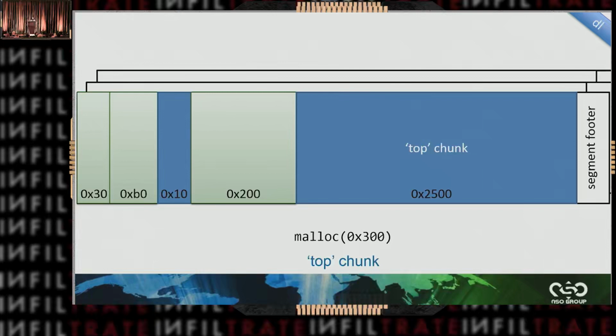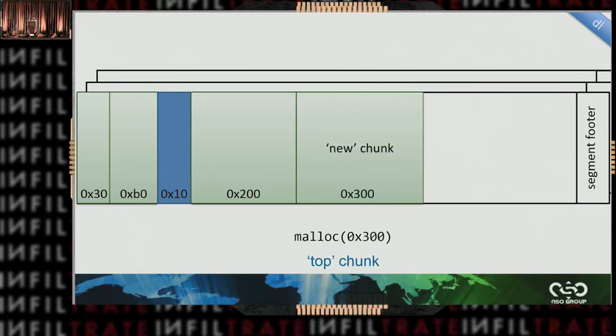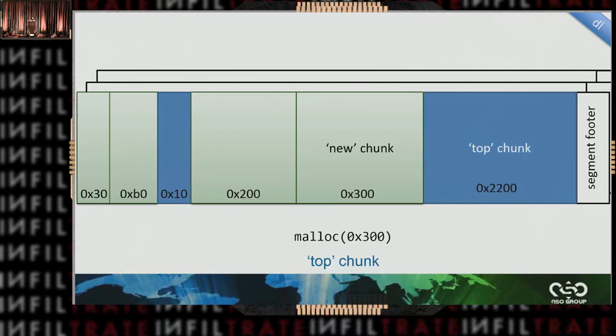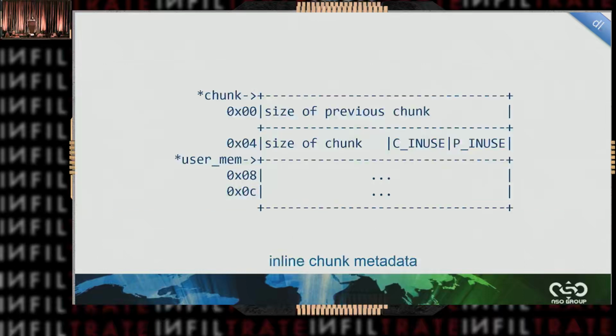When dlmalloc needs to allocate a new chunk for a malloc call, it will check if the top chunk is big enough to contain the new chunk, and if so, it will carve the new chunk from within the top chunk by splitting it. The first half of the top chunk becomes the new chunk to be returned, and the second half becomes the new top chunk. If the top chunk is not large enough to contain the new chunk, a new segment is allocated from the operating system, and the new chunk is allocated from that new segment.